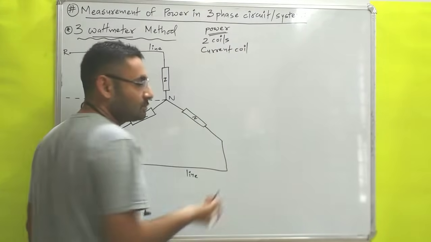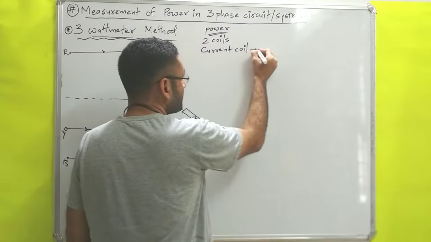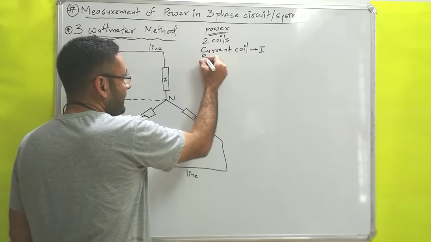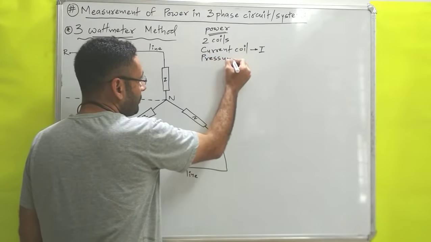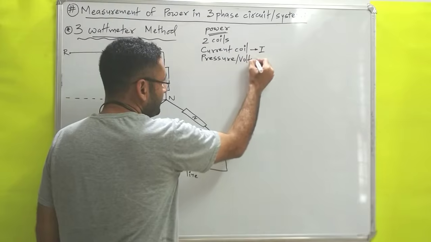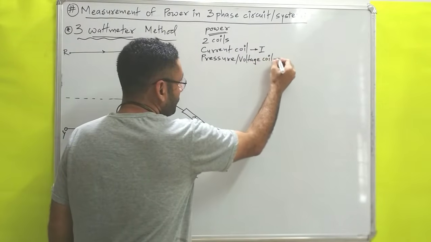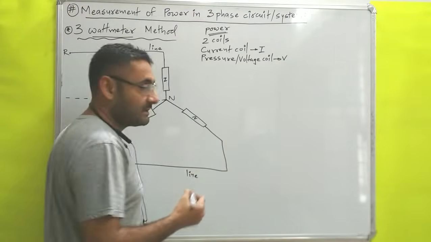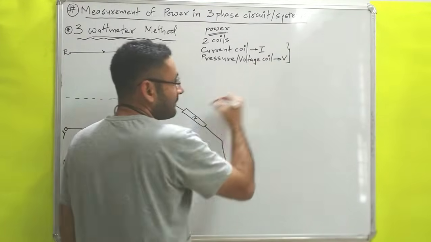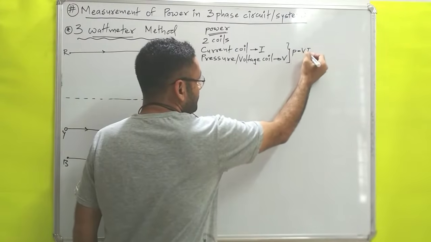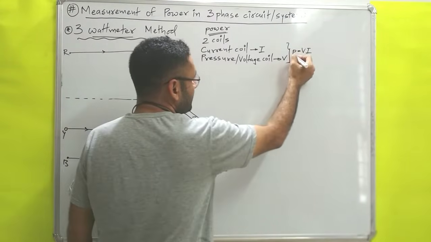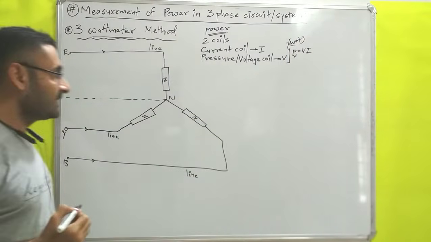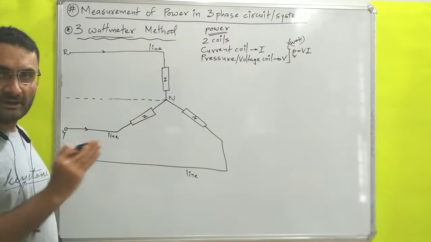Now the current coil will do what? The current coil will measure the current value I. It has another coil which is known as the pressure coil, or more precisely the voltage coil. The pressure or voltage coil will measure what? It will measure the potential, or you can say V. Now we know the power equation, which is equal to V into I. So V into I, you will get the answer of power in terms of watt. Okay. That is the meaning of wattmeter.